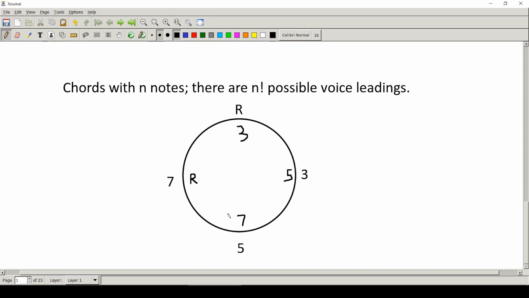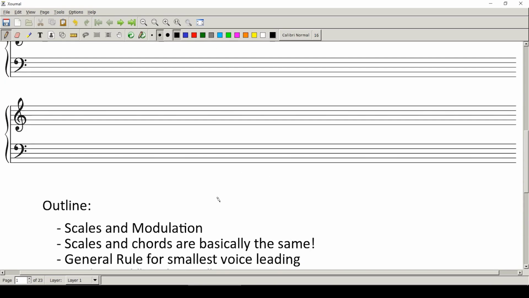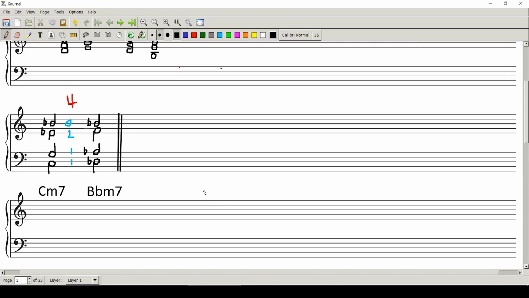So here, C minor 7 to B flat minor 7 was one possibility that uses this. Root becomes third, and then everything else follows along. Chords that are relatively close to B flat minor 7 are going to work in a similar way. So for example, A minor 7 is just a half step down from B flat minor 7. Because they're close, it turns out that A minor 7 will also use the same idea. The root of the first chord becomes the third of the second chord.